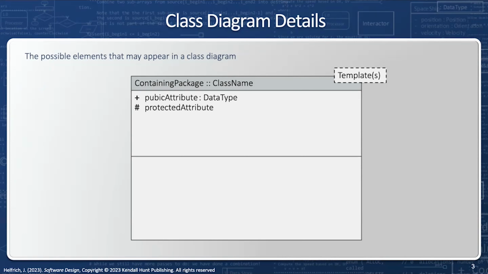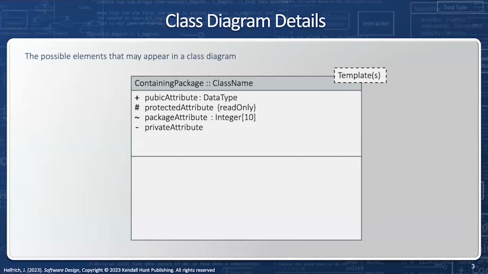Protected attributes use the hashtag or the #. And this means that this particular member variable is visible both to this class as well as to derived classes from it. And we can also specify whether it's read-only with curly braces read-only. A tilde means a package attribute. In other words, this is visible not only to this class, but also all other classes within this containing package. We can also specify numerosity. For an example, if this is an array of 10 elements, then we can specify 10 or star for many or 1 to 5 or any other numerosity we choose.